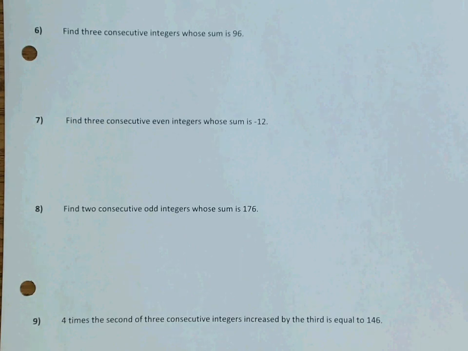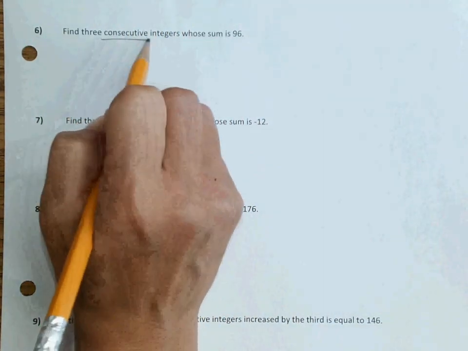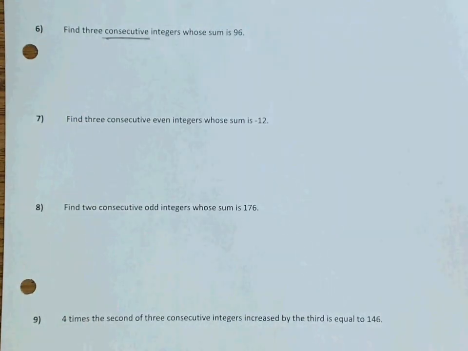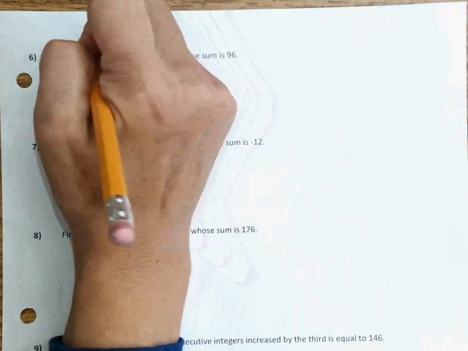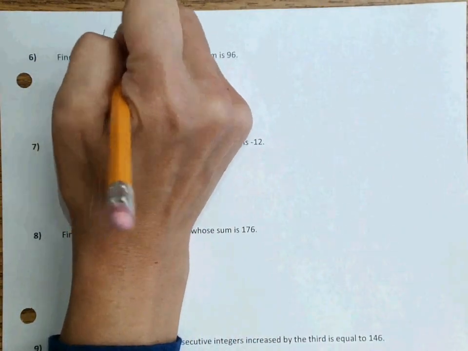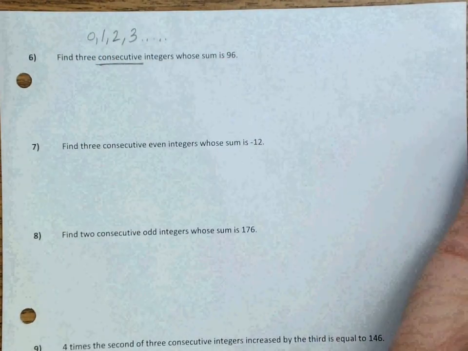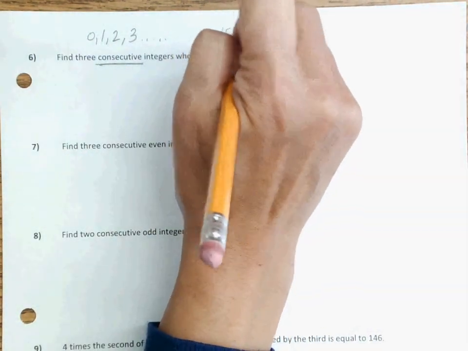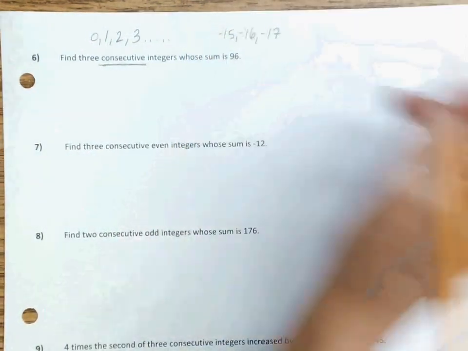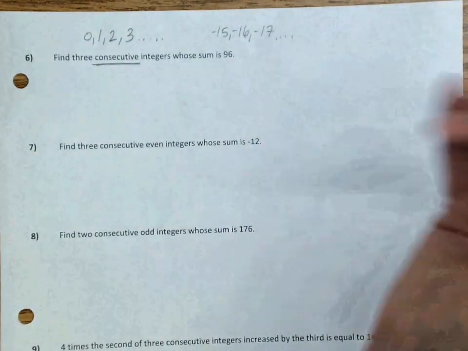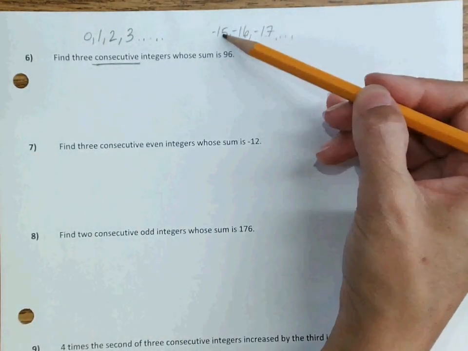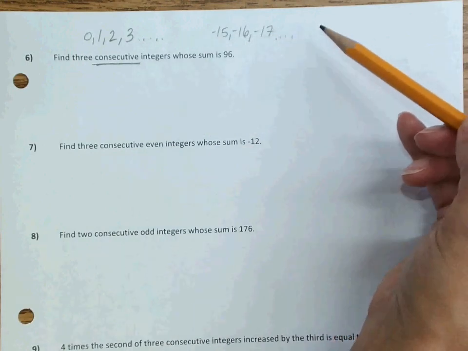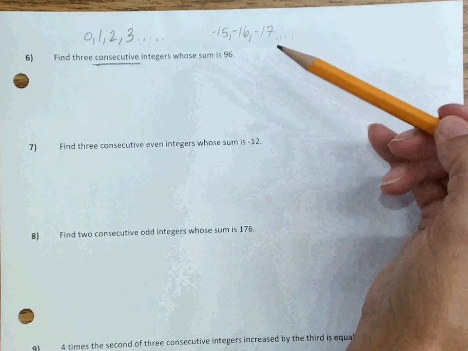So we have to think about what consecutive means. Consecutive means numbers that go right in a row in order. So one example, 0, 1, 2, 3, these are consecutive integers. Okay, now you can have negative integers as well. So you could have something like negative 15, negative 16, negative 17. These are also consecutive integers. They're just negative. Again, they go right in a row, right in order, in numerical order. So that is your consecutive.